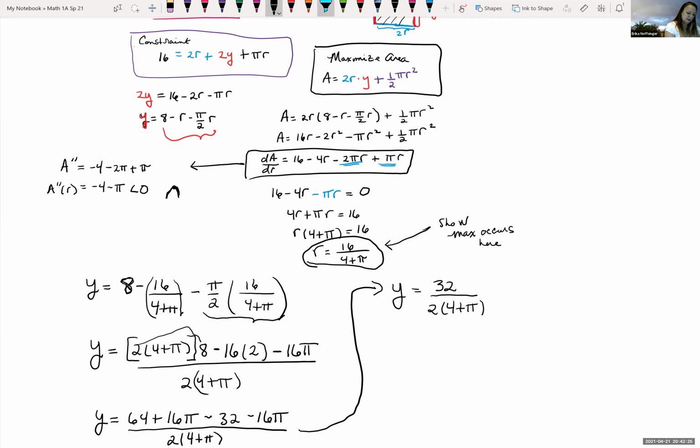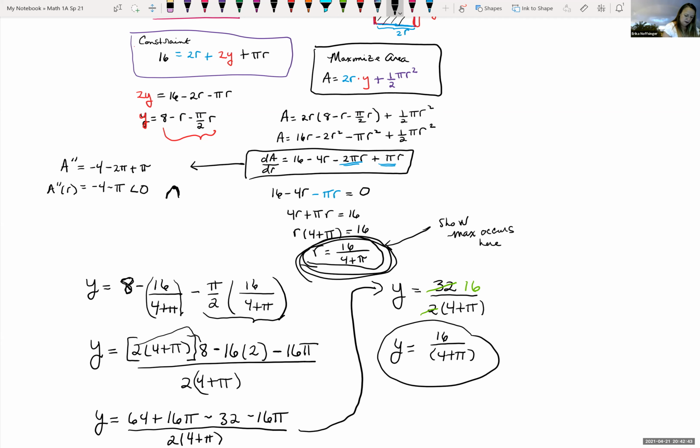And we can cancel a little further. 2 goes into that 32 16 times. So we get our y value is equal to 16 all over 4 plus pi. That's the same thing as r.